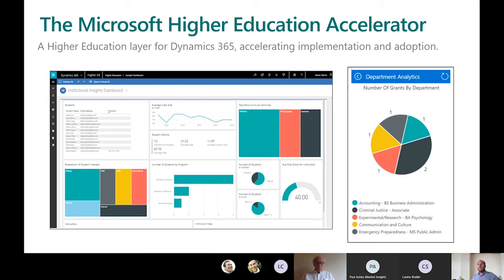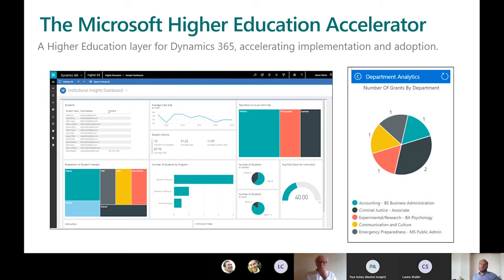But what we try and do is give customers and partners the skills and the tools that they need to be able to build on top of our platform to make it sector specific. So our Higher Education Accelerator is a brilliant example of how we've done that for Dynamics 365. We have effectively given customers and partners the ability to build on top of our vanilla Dynamics, our out-the-box Dynamics, and make it education specific.